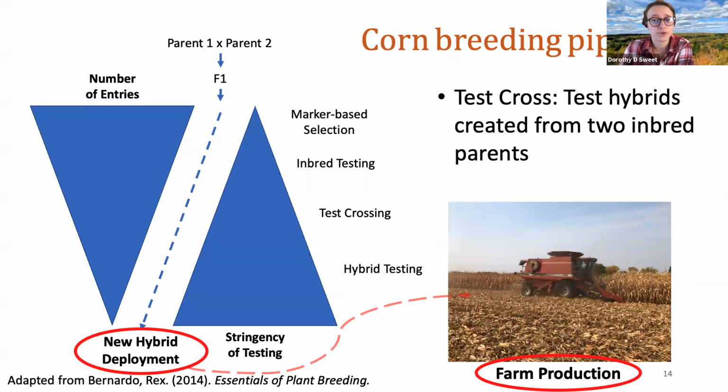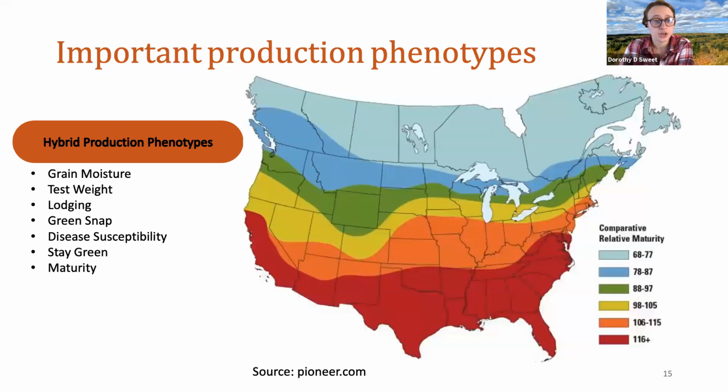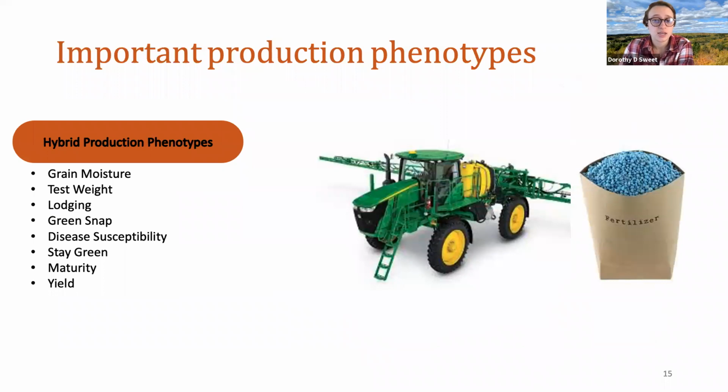Lastly, we're going to be focusing on the germplasm that is deployed and which traits farmers actually care about. So these first 5 traits, grain moisture, test weight, lodging, green snap, and disease susceptibility, are very similar to the last category, so I'm not going to be covering them again. But in addition to this, farmers care about stay green, the maturity zone that those crops are grown in, and lastly, we've made a full circle back to yield. And this is most important to farmers.